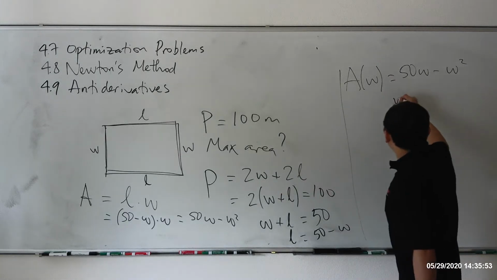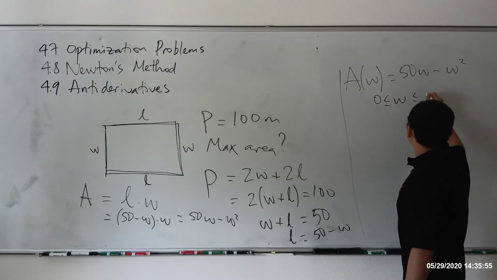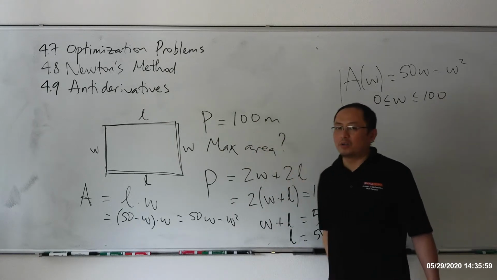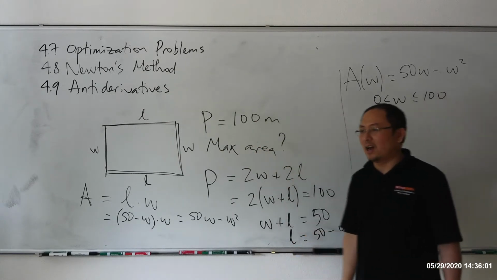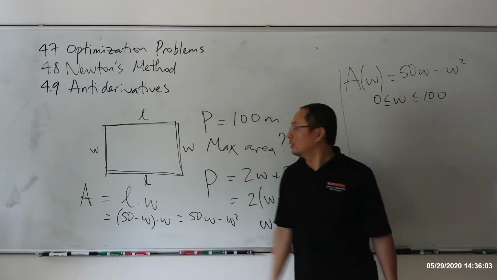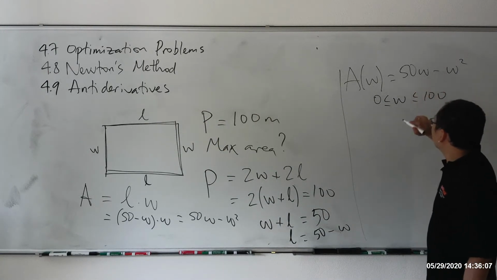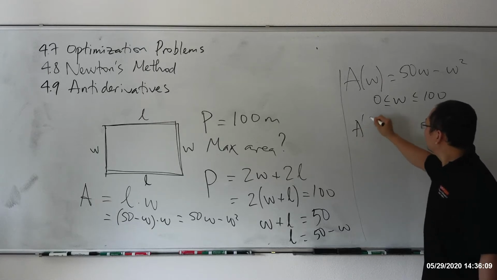So W is going to run from 0 to 100. In this particular problem, you only have a total of 100 meters of fencing. You cannot make a width of 101 meters. All right, so from 0 to 100, that would be the domain of the function, and you can take the derivative.